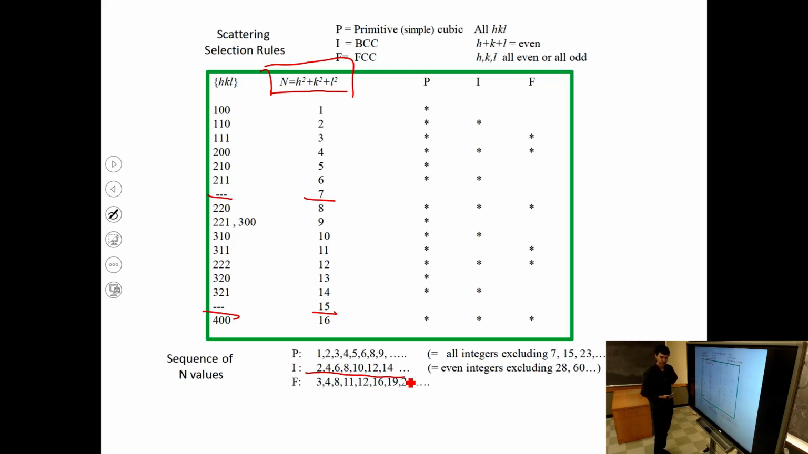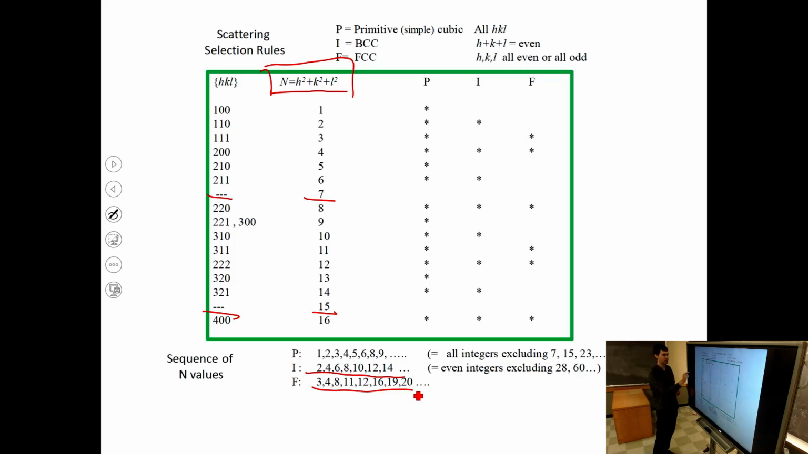Eventually there is a gap, I believe, but not until 14. Okay. Now for the FCC, it's complicated. It's 3, 4, 8, 11, 12, 16. It is a distinct set that you can calculate, but it's complicated. So there are many missing ones here.